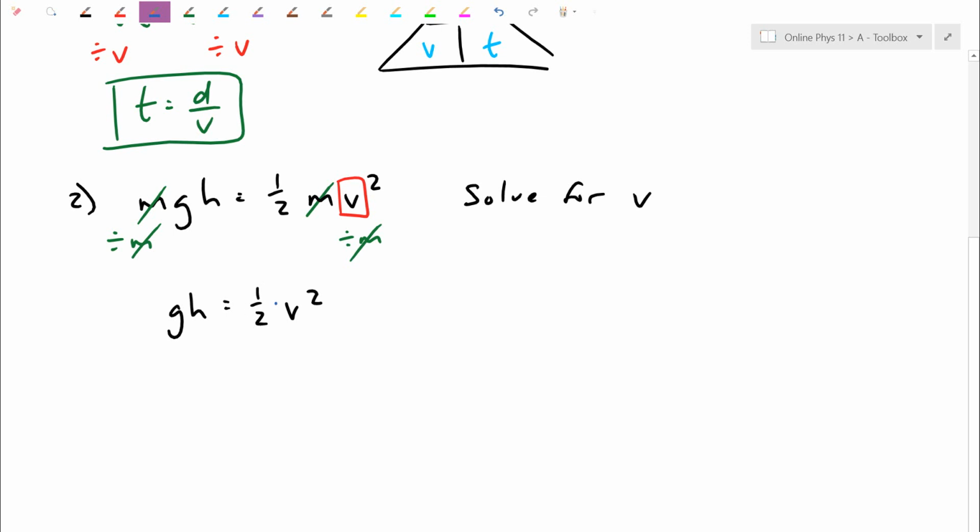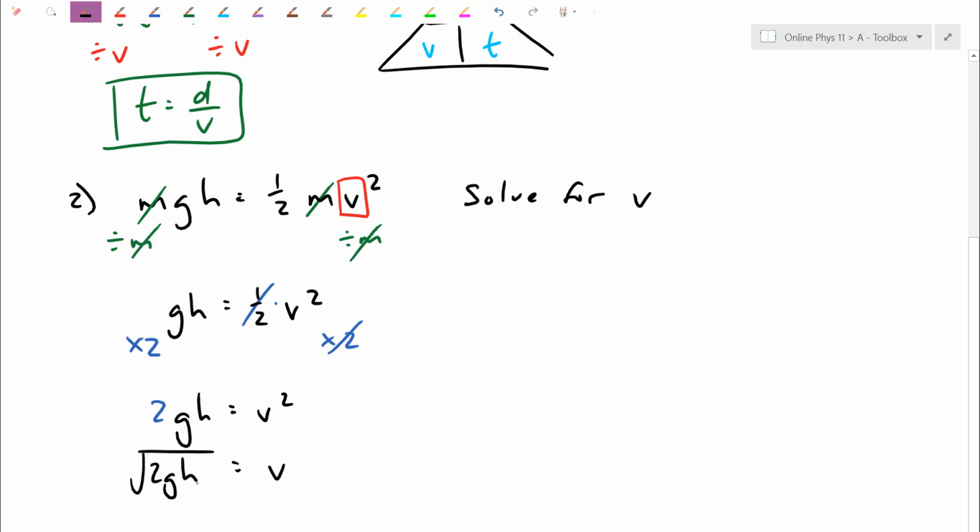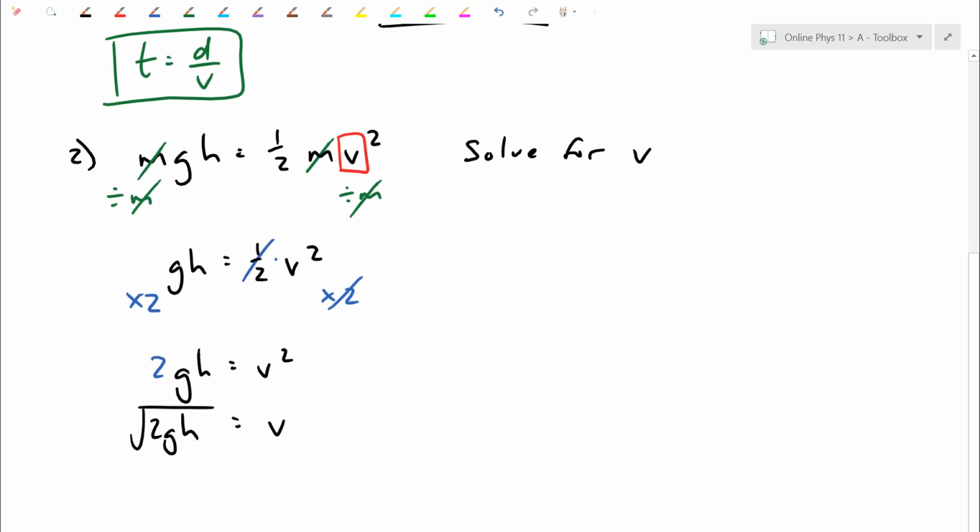Is there another way I can get rid of the 1/2? Well, since this is a half, what I can do is take a times 2 on both sides here. I know divide by half actually ends up as a multiply by 2. The multiply by 2 will cancel out this half on this side, and I'm going to now have the expression 2 times gh is now equal to v squared. And finally, when you want to find v, this is v multiplied by itself when it's squared. To get rid of that operation, I need to take square roots of both sides here. I now have the square root of 2gh. This has been solved for v.